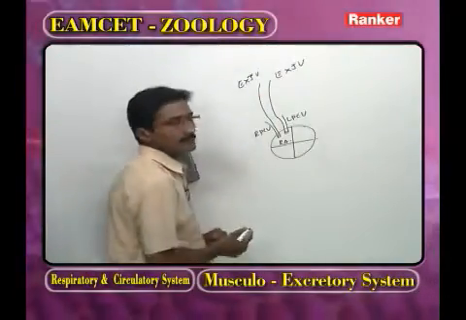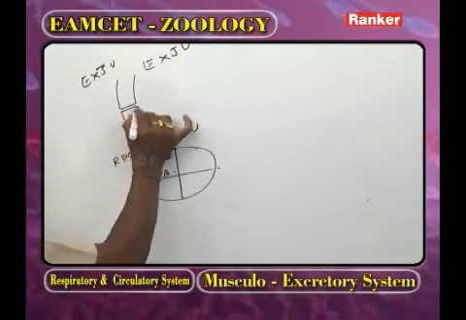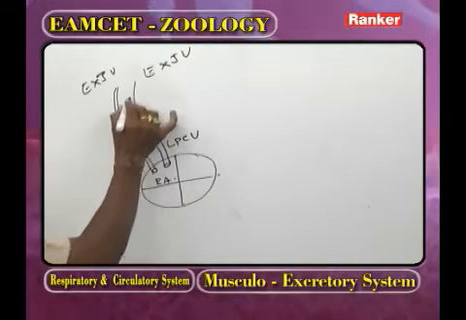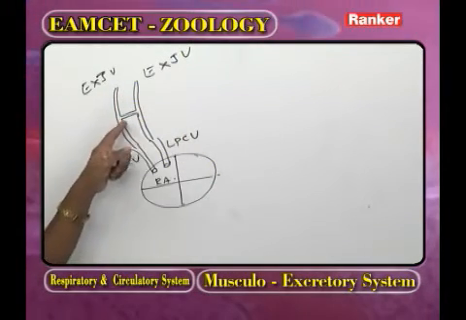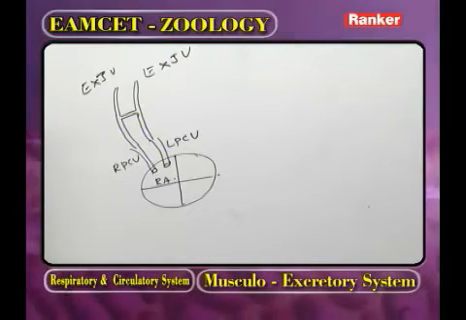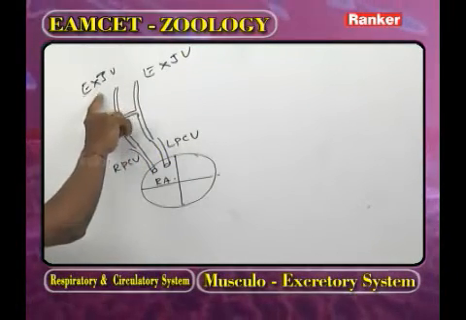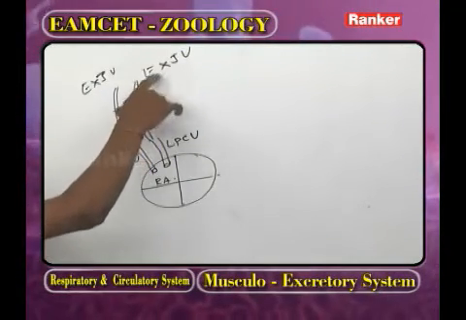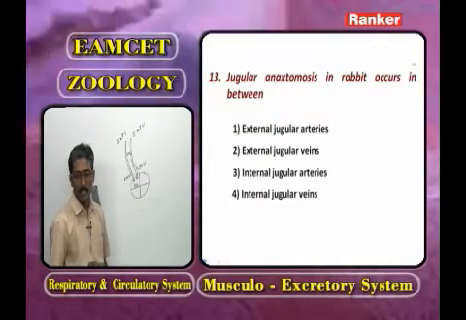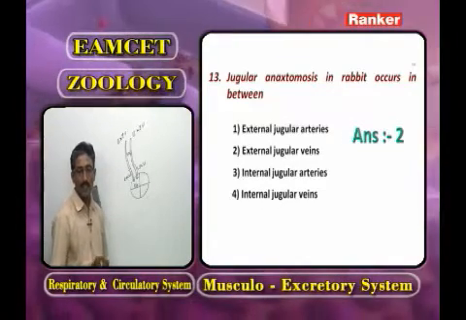In the left precaval vein also, what is present, students? The external jugular vein. Now these two jugular veins are connected by a transverse blood vessel. That we call jugular anastomosis. What is jugular anastomosis? It is a transverse blood vessel that connects two jugular veins: the external jugular vein of the right precaval vein and the external jugular vein of the left precaval vein. Now the answer is the external jugular veins. Now we go for the next question.